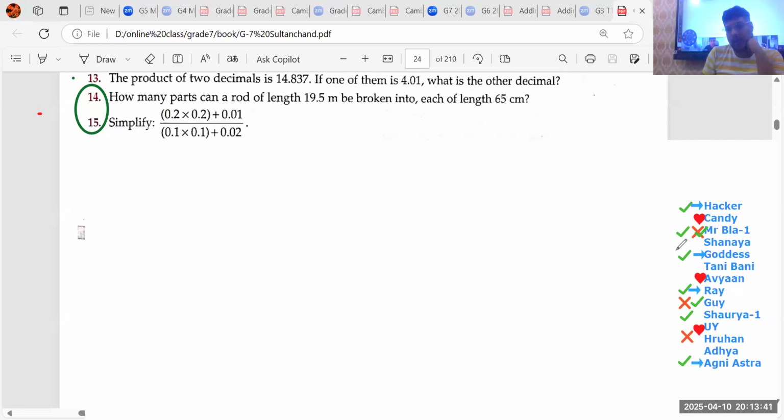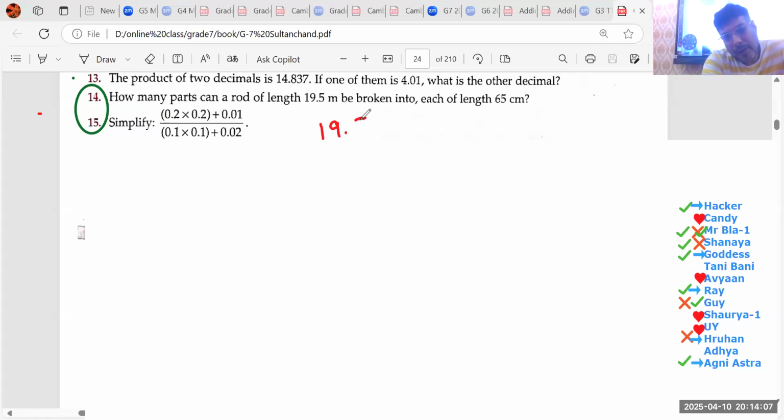So very good, guys, those who got both correct. So Mr. Ba, you will lose the lead. Shania, Tani, Bani, Adya, send it. So the first question, Guy and Rohan.